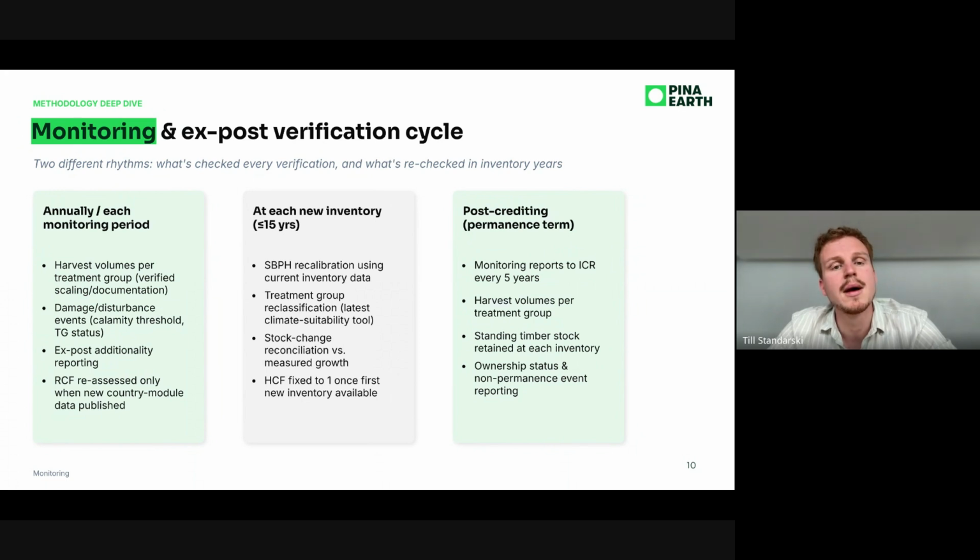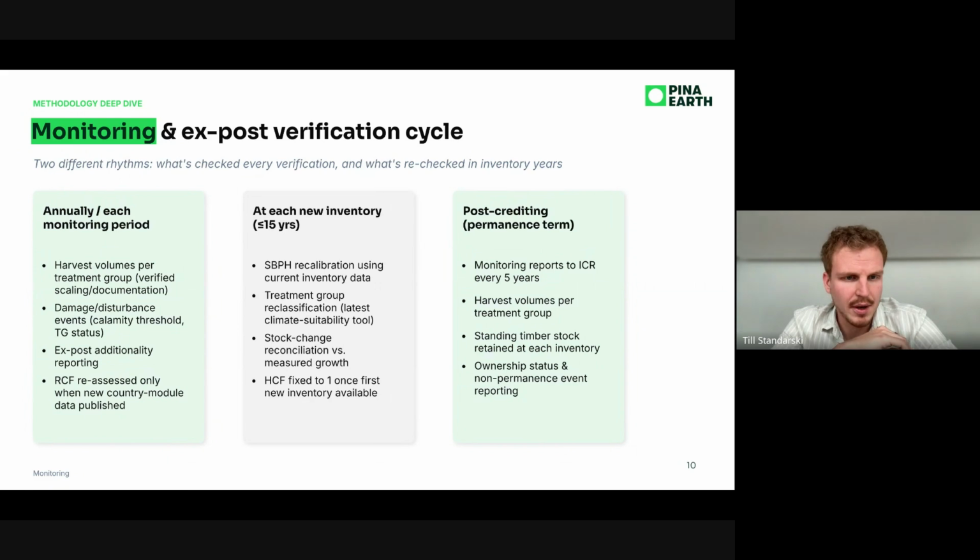We have at minimum a 10-year permanence term after the crediting period has concluded. So a normal case would be a 30-year crediting period and then another 10-year permanence term. And through this period, we also do the regular reporting of harvest volumes to ensure that the additional stock that has been built up throughout the crediting period and has been issued in the form of credits is retained and still holds onto the value that the buyers bought.